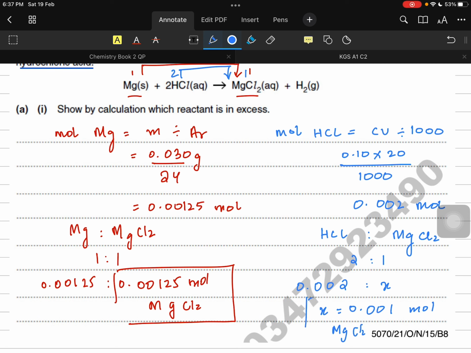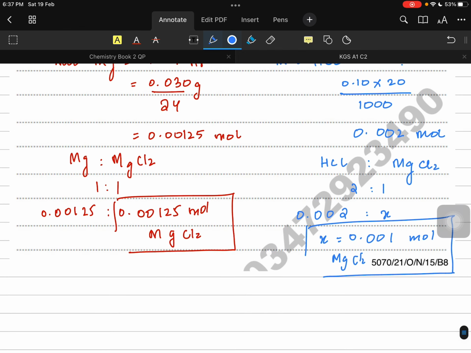Which one is giving us a smaller answer? That has to be HCl. So HCl is the limiting reactant because it gives us a smaller amount of the product, while magnesium is going to be the excess reactant. And for further calculations, if someone asks me for the mass of magnesium chloride, I'm going to use the smaller answer. I can never vouch for the bigger answer.